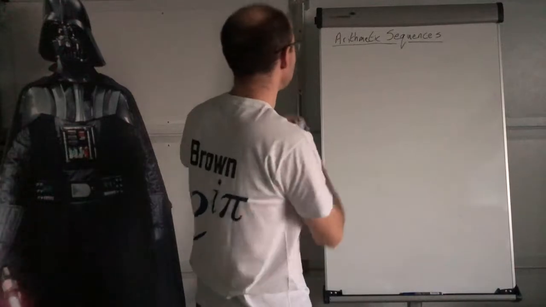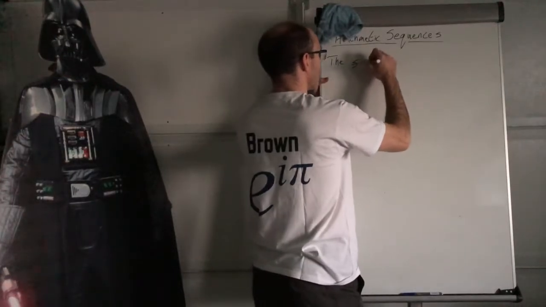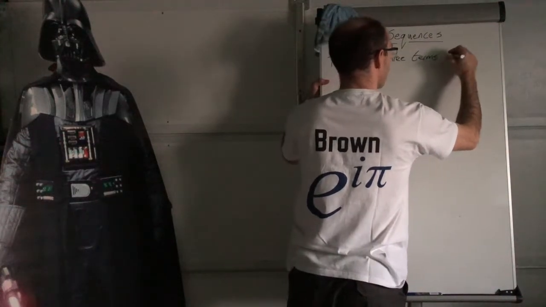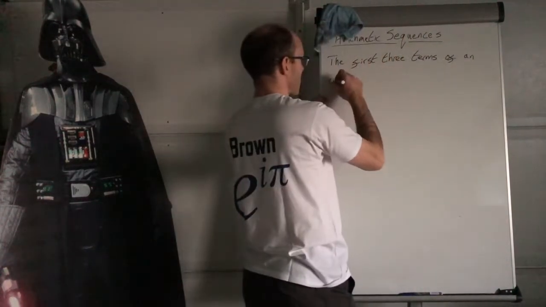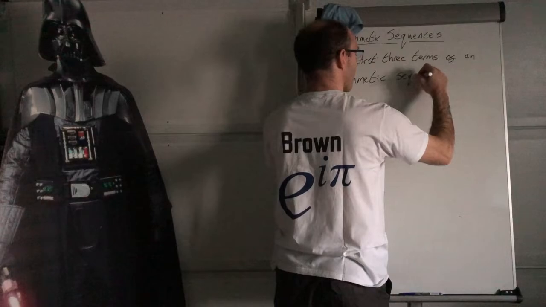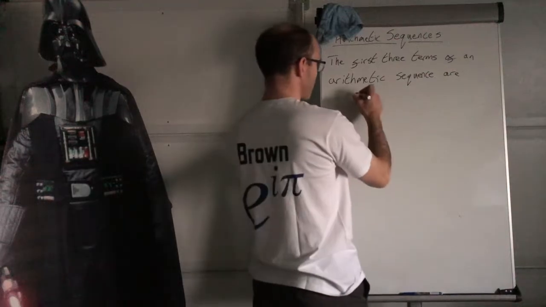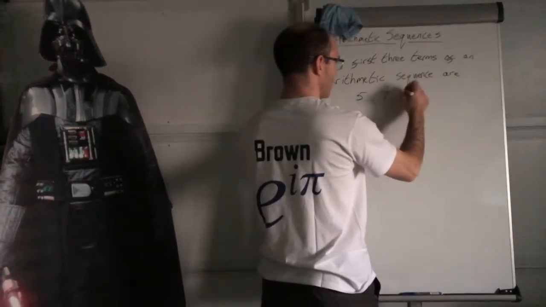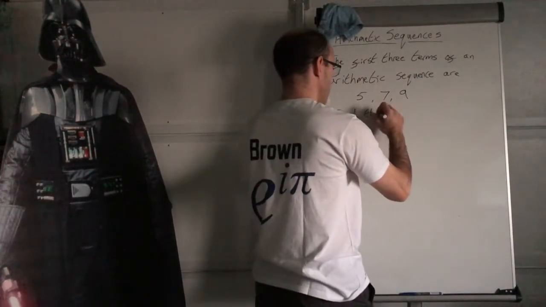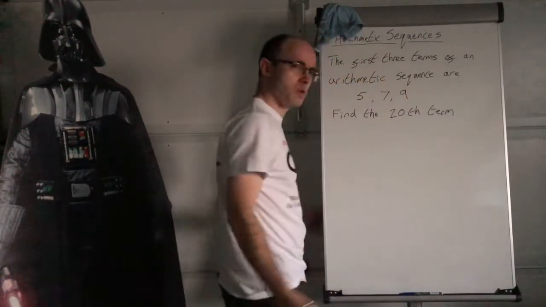Done. So here's the question. The first 3 terms of an arithmetic sequence are, I'll give you an easy one, okay? 5, 7, 9. Find the 20th term. Okay, pause the video and see if you can do it.